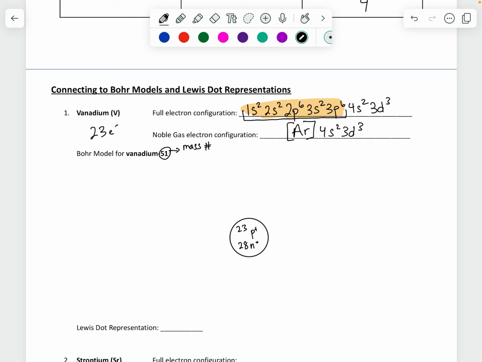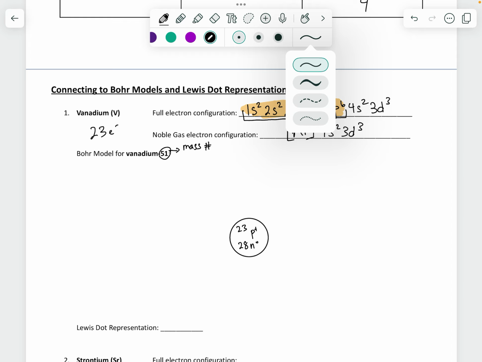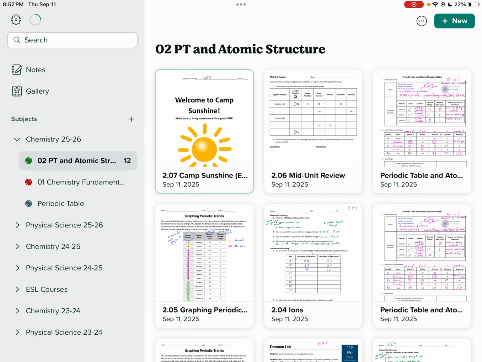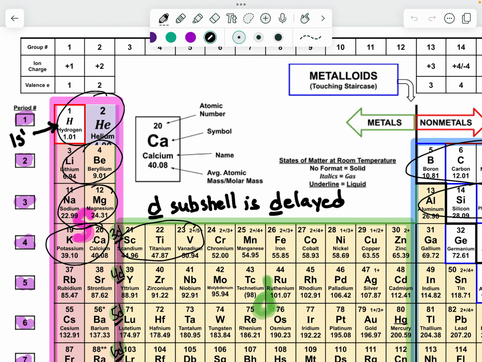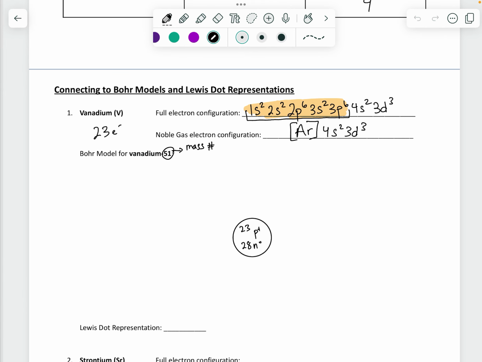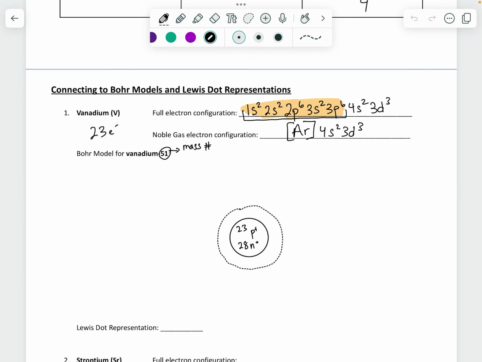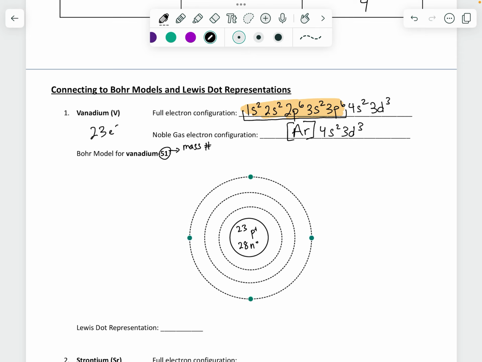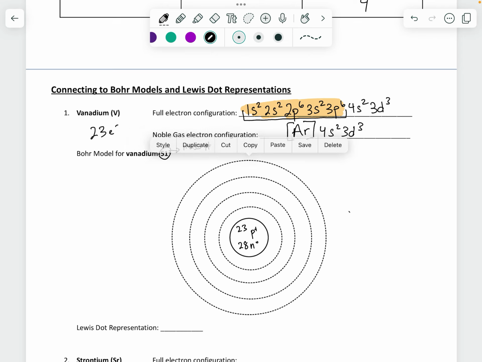Now I have to identify how many energy levels I am going to have electrons occupying. We find the energy levels based on the period in which it resides. And so we say vanadium is in the 4th period. And so we put 4 shells around our nucleus. And I'm doing it with dotted lines just so that you can see the difference between the nucleus circle that you draw and the shells that we draw. And then we start to plug in.